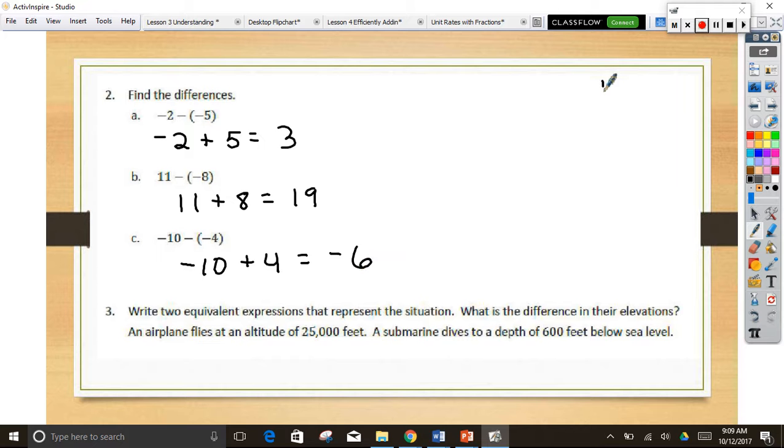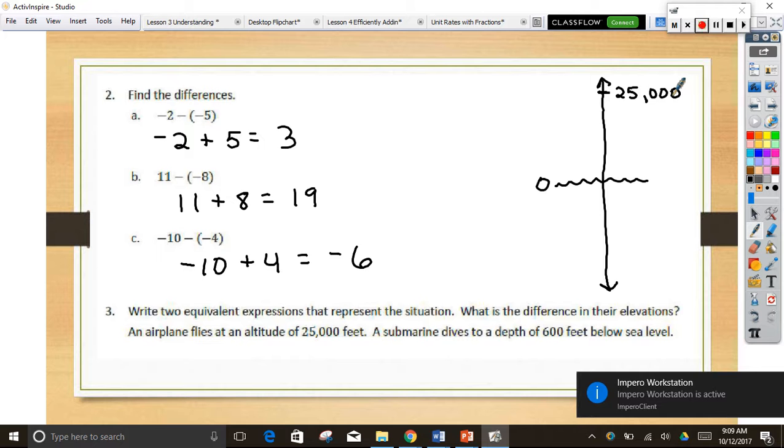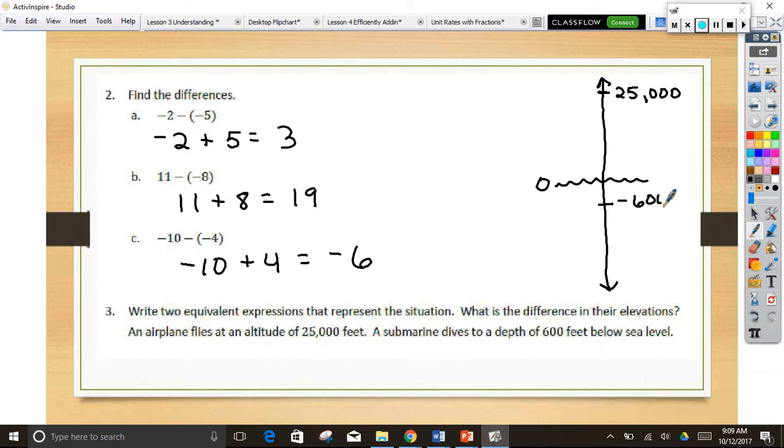I'm going to draw a number line over here to illustrate this. And I'm going to say that 0 is the sea level. Okay, so that's the sea, that's 0. So if the airplane is flying at an altitude of 25,000 feet, it's up here somewhere. It's way up in the sky. The submarine is diving to a depth of 600 feet below sea level, so it's going below the level of the sea. So instead of putting a positive 600, since we're going below the level of the sea, we're going to do a negative 600.